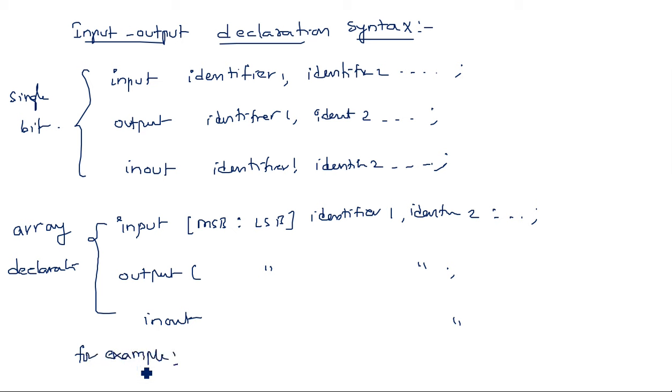Suppose, for example, for 4 bit, the size should be input 3 down to 0, a comma b. That means a and b are 4 bit size having 3 down to 0. That means nothing but a3, a2, a1, a0, b3, b2, b1, b0. That is the meaning of this. Okay, so this is what input output declarations are.